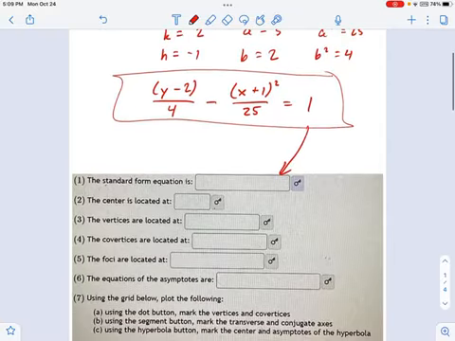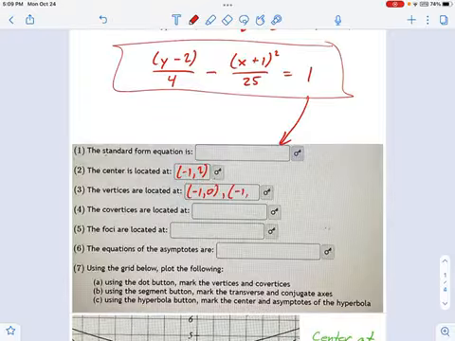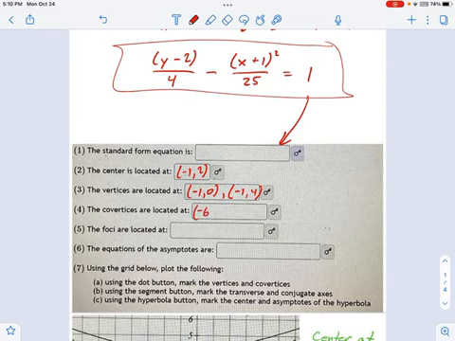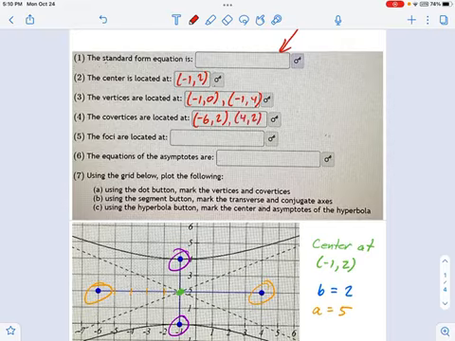We've already talked about the center, right? That's just -1, comma 2. We've talked about the locations of the vertices, and the vertices were just given to us, right? That's easy. -1, comma 0, and -1, comma 4. We were given the location of one of the co-vertices. That was -6, comma 2. And the other one we found just looking at this picture, on the right side instead of the left side. So that was 4, comma 2.